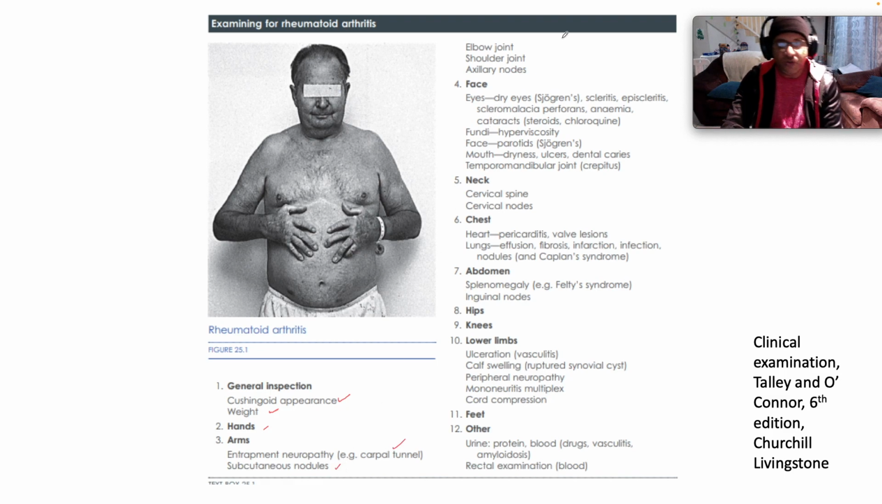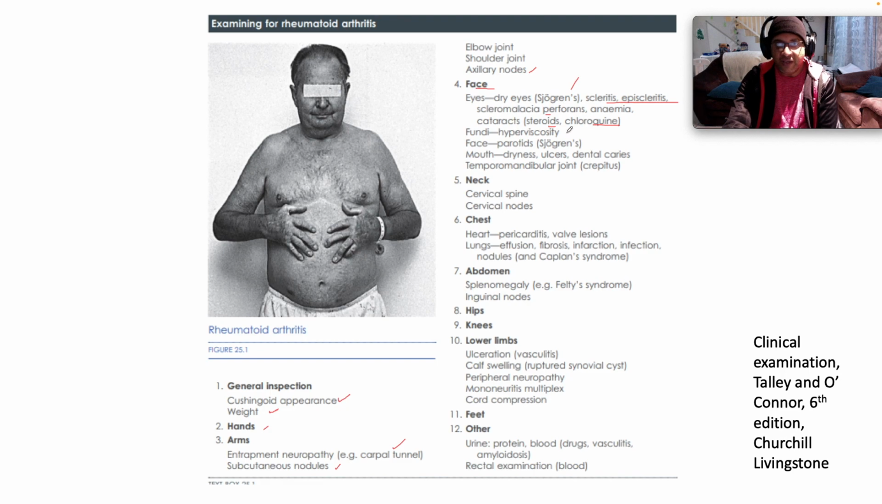Involvement of the elbow joint, the shoulder joint, and axillary nodes. In the face, you might find dry eyes speaking to Sjogren syndrome, red eyes speaking to scleritis, episcleritis. Remember, episcleritis will blanch when you ask the patient to shut the eyes and open them. Scleritis doesn't. That's how clinically you tell the difference between those two. You may have scleromalacia perforans, anemia, so you may have subconjunctival pallor on account of anemia of chronic disease on the back of RA, cataracts from steroid use or chloroquine use.